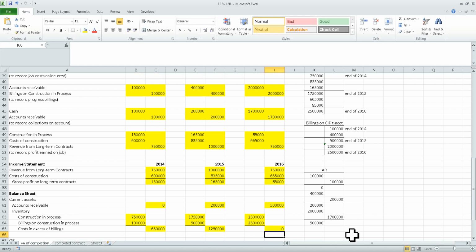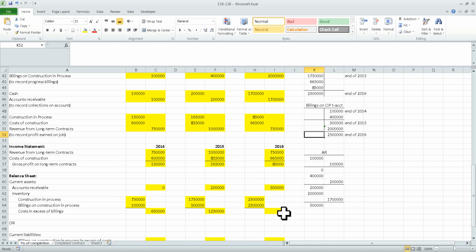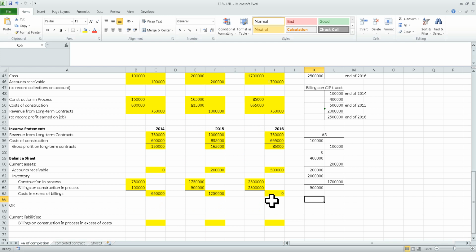is zero. So essentially, at the end of the job, there would be one other entry that you would make. You would debit the CIP account $2.5 million, debit the billings account $2.5 million, so that the net balance here is zero. I didn't bother making that entry, but at the end of a job, it is appropriate to clear out those two accounts because the job's done.